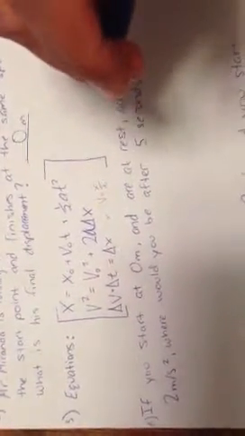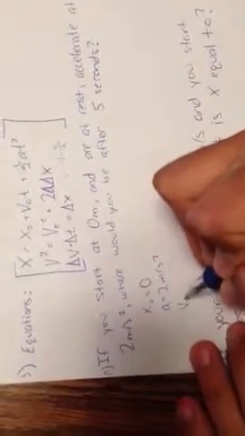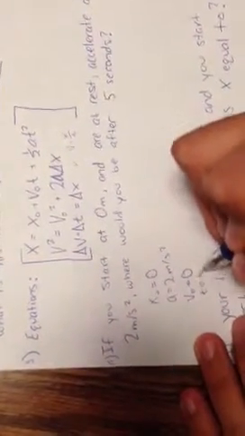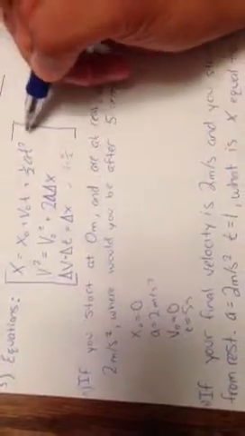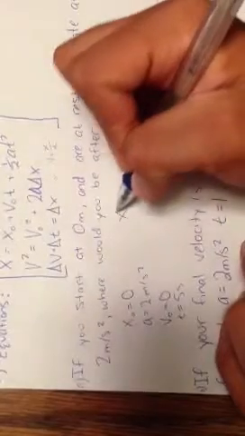Alright, so the first question here is asking, if you start at 0 meters and are at rest, accelerate at 2 meters per second squared, where would you be after 5 seconds? So you take what you know: x initial equals 0, your acceleration equals 2 meters per second squared, you start at rest, so v naught equals 0, and time is 5 seconds. So by looking at the equations, you know you have all the information for this equation here, so you can write it down.